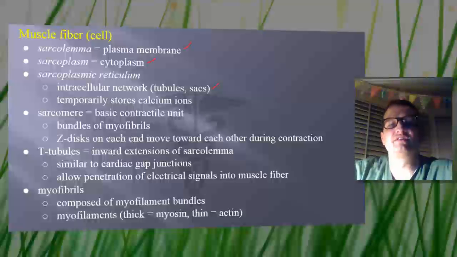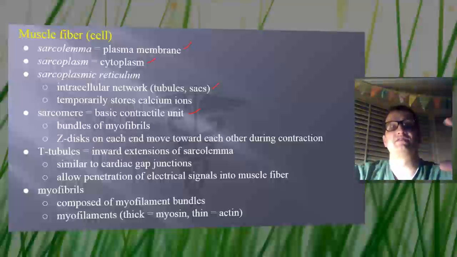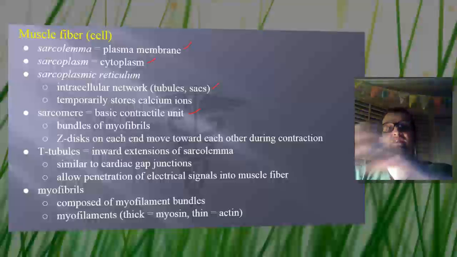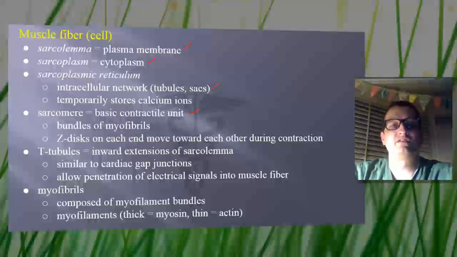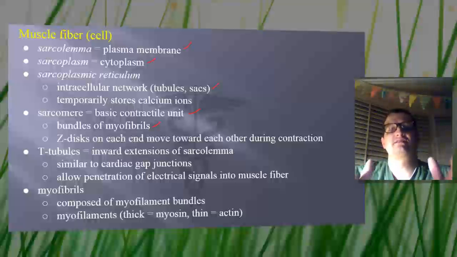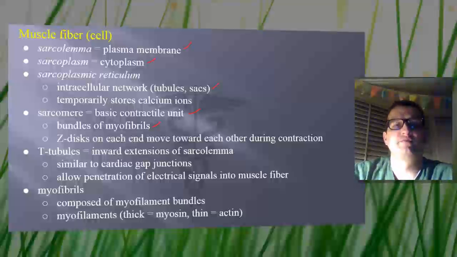The sarcomere is the basic contractile unit, and so a muscle cell or muscle fiber is made up of thousands and thousands of these sarcomeres connected end to end. And then each one of these little units contracts, and that brings the entire muscle together. So a sarcomere is bundles of myofibrils, and they're basically delineated by Z-discs. So 2 Z-discs make up a sarcomere. Everything in between the Z-discs is a sarcomere.